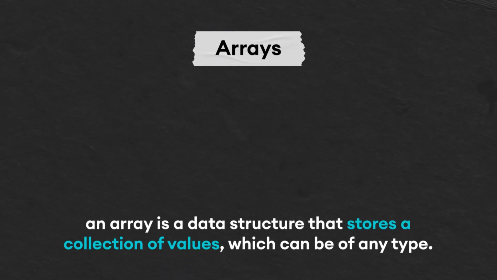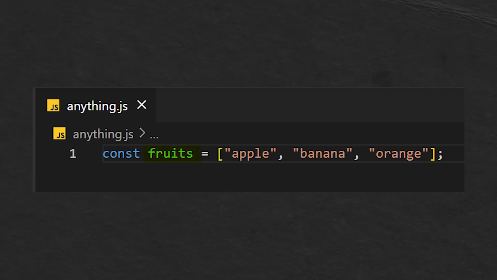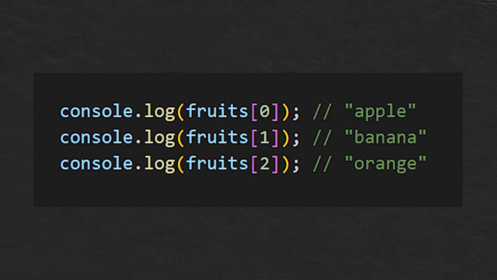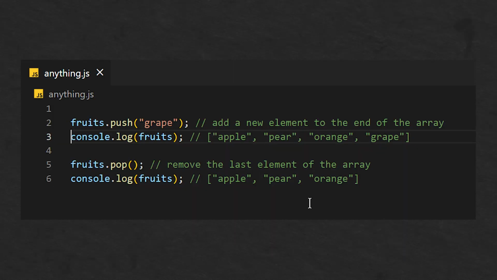In JavaScript, an array is a data structure that stores a collection of values which can be of any type. Arrays are denoted by the square brackets. In this example, fruits is an array of strings that contains 3 elements: apple, banana, and orange. You can access individual elements of the array using their index, which starts at 0. You can understand what index is by having a look at this image. You can use push or pop to add or remove elements respectively.